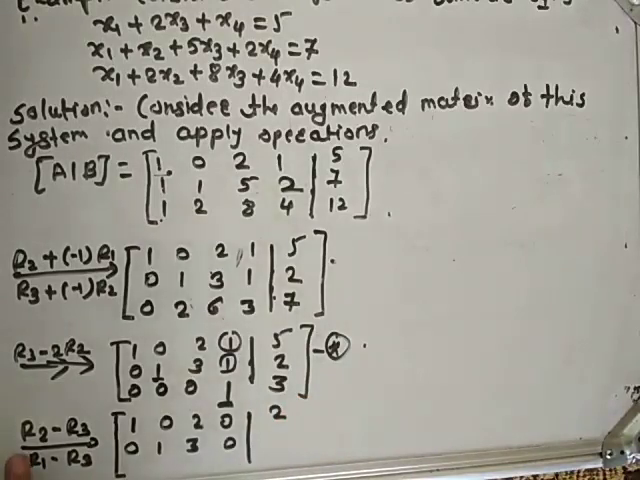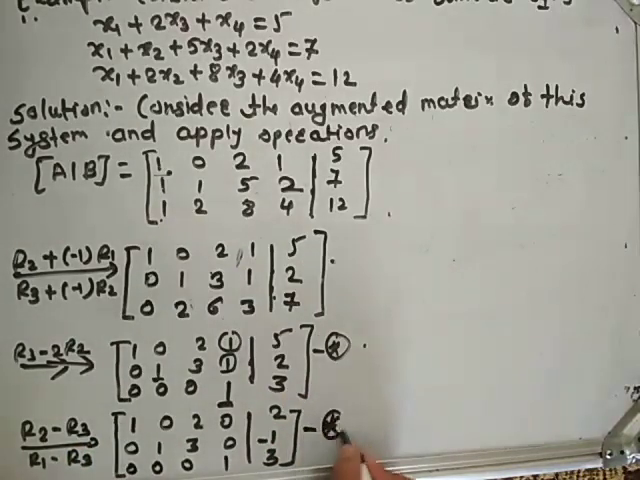Our operation is R2 minus R3. 2 minus 3 is minus 1, and the third row stays as it is. Okay, this is the reduced row echelon form of the augmented matrix.